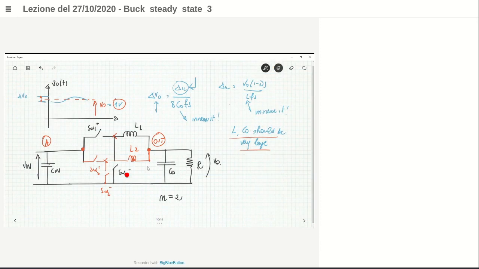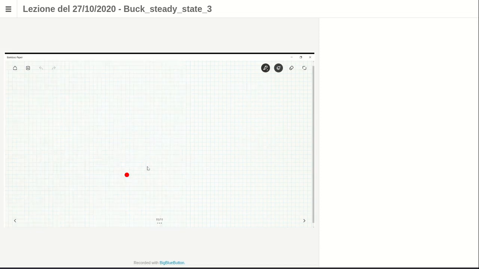So I put, in this case, n parallel converters, number 2. Okay, 2 converters. So what happens? How can you drive these two bucks? You can drive them in this way.